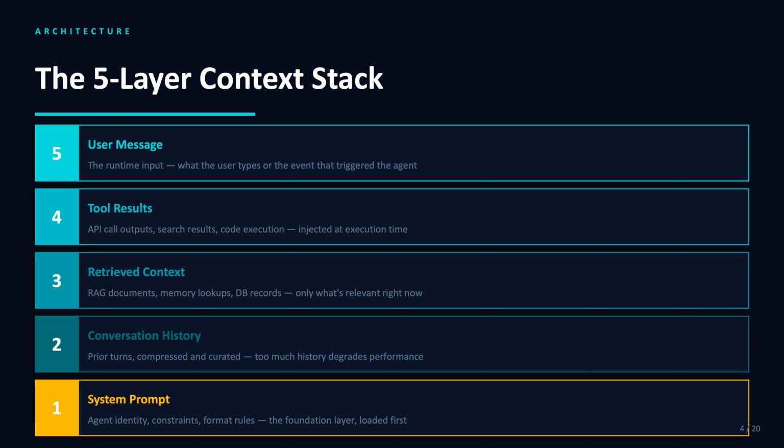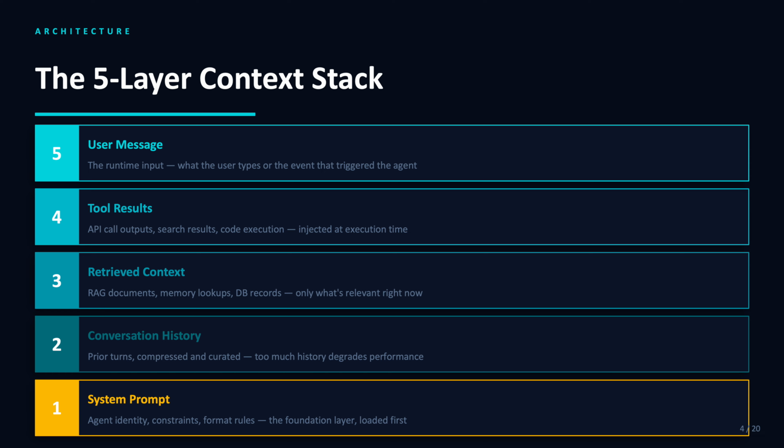Layer 4, tool results. The outputs from API calls, web searches, code execution, injected into context at the moment they happen during the task. Not preloaded. Injected dynamically. Layer 3. Retrieved context. RAG retrieved documents, memory lookups, database records. Only what's relevant to the current task.